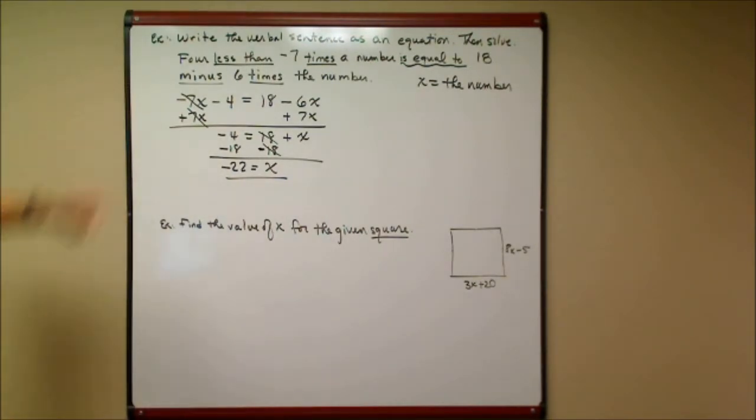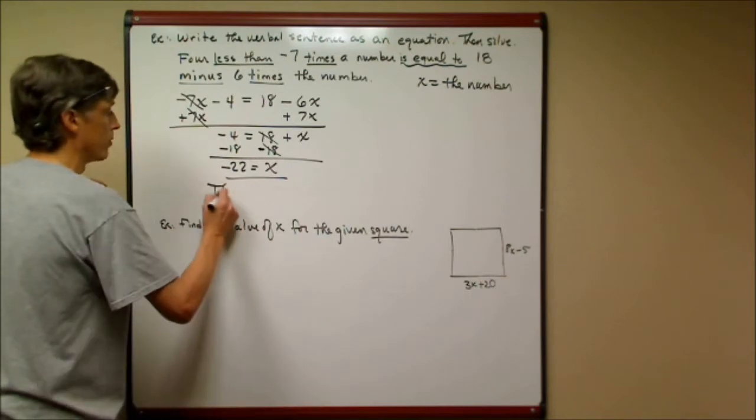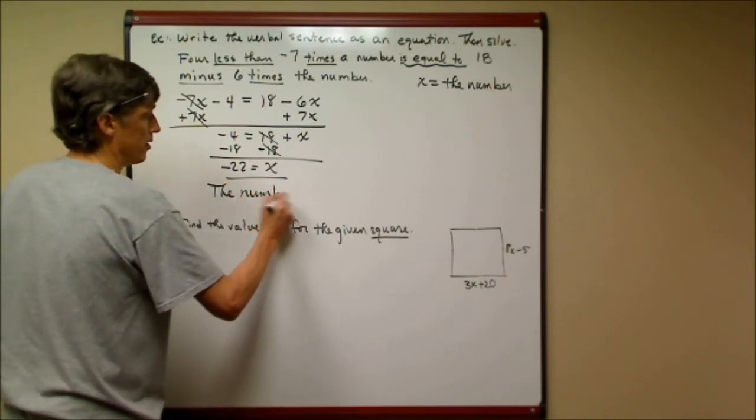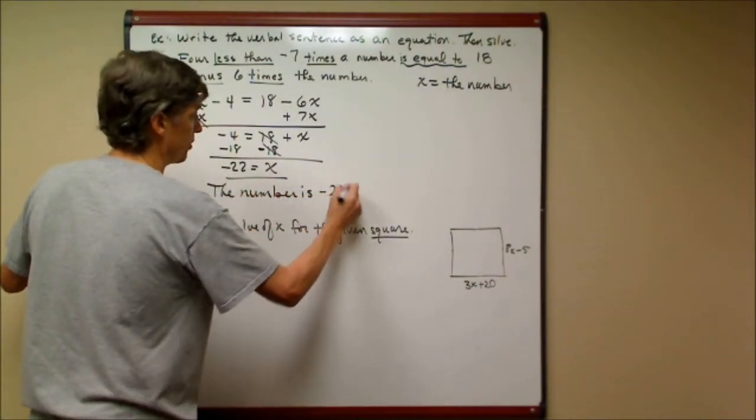Now, it is a story problem, so I'm going to go ahead and do the last step. I'm going to write it out formally. I'm going to write the number is negative 22.